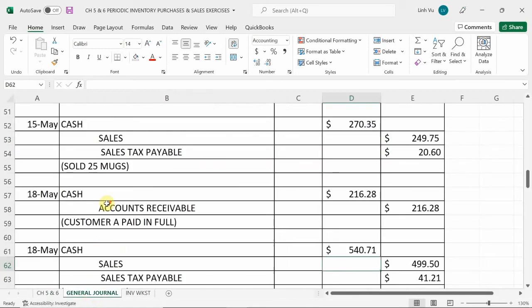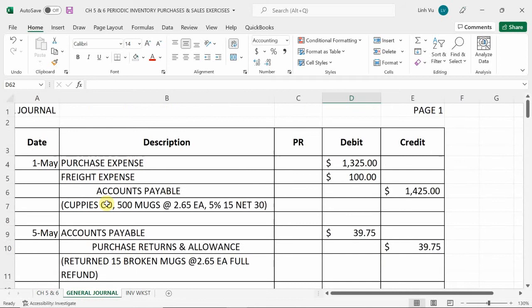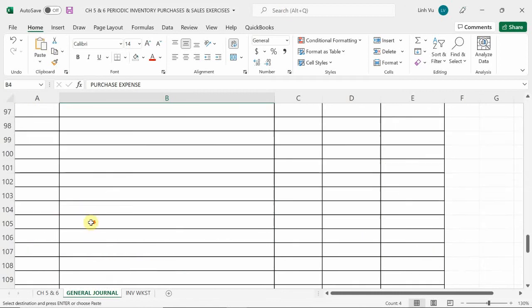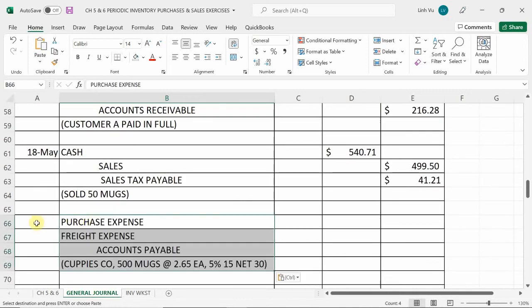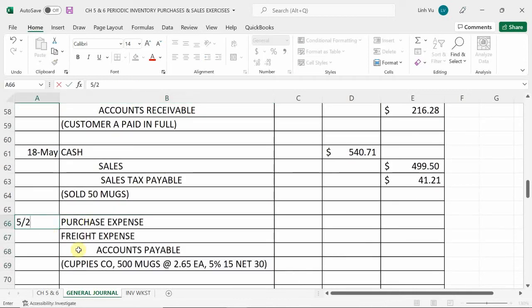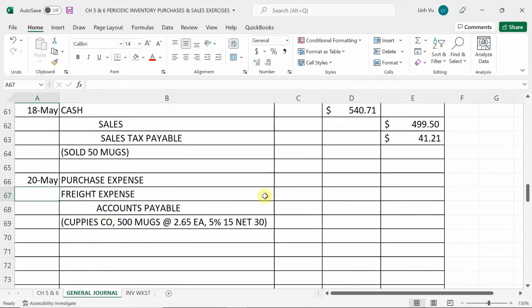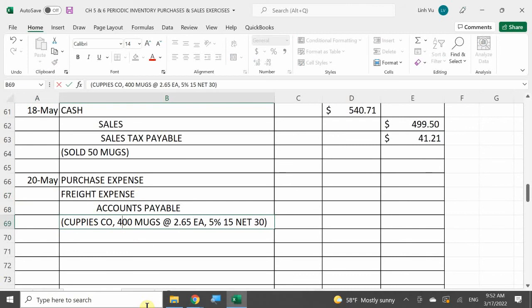How do we journalize our purchases? Purchase expense and freight expense, and accounts payable. Good. And it's May 20th. So in this case, I purchased 400 mugs at $2.80, with a freight of 80.